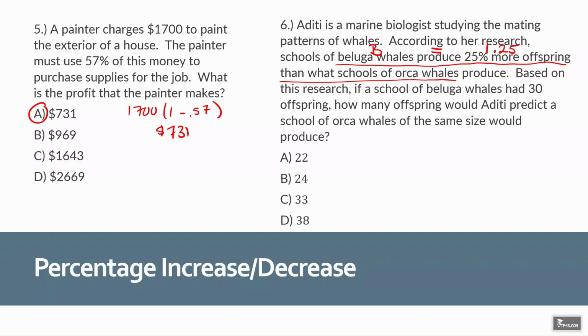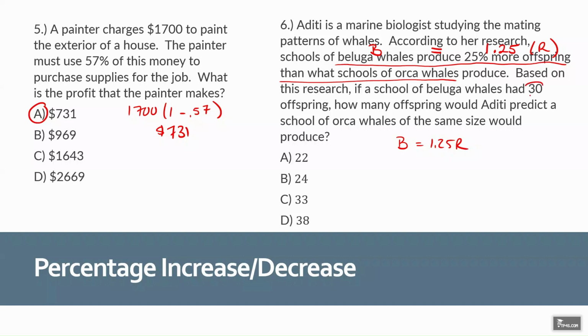And what am I multiplying that by? Orca whales. I'll use R for orca just because O is a terrible variable. It looks like a 0. So look, I've got my equation. B equals 1.25R. That's just a 3-part equation. There's not much going on, but you really do have to be careful to write it exactly the way you see it in the sentence.